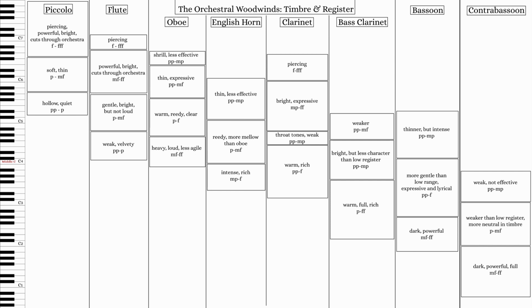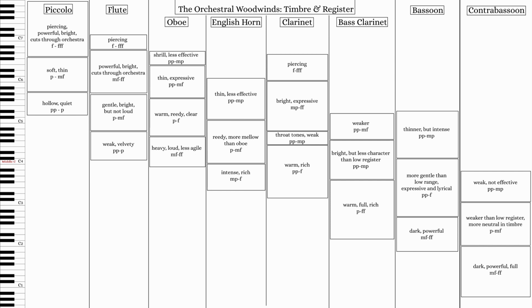For instance, you can still write piano or pianissimo on music written for oboe at the bottom of its range, and the oboist will try his or her best to play softly. However, the end result on this instrument will simply not be as quiet as it might sound on a flute or clarinet at the same pitch.